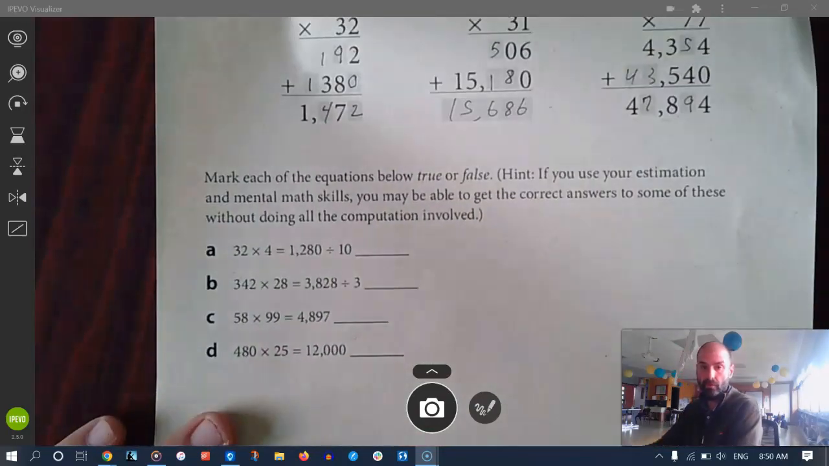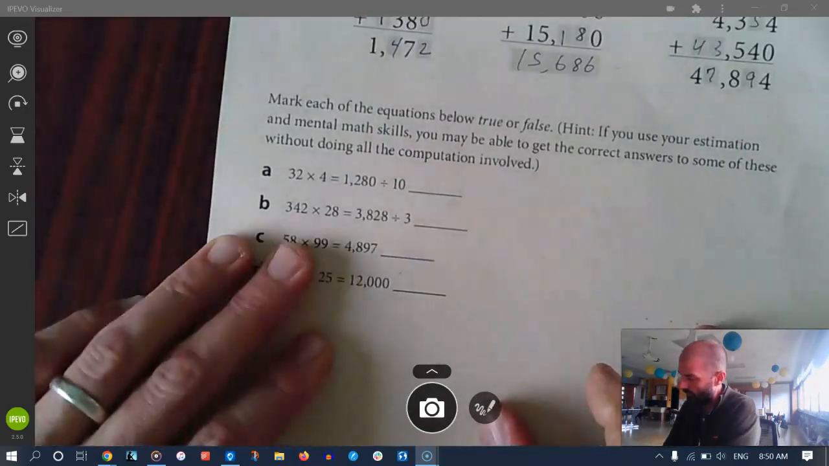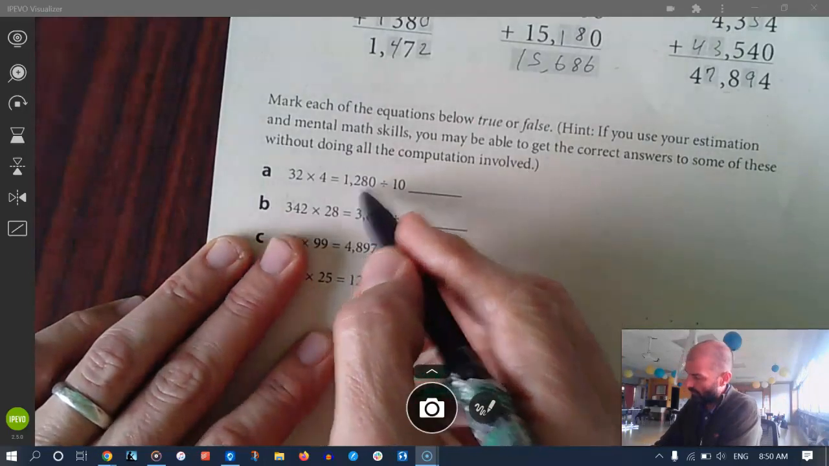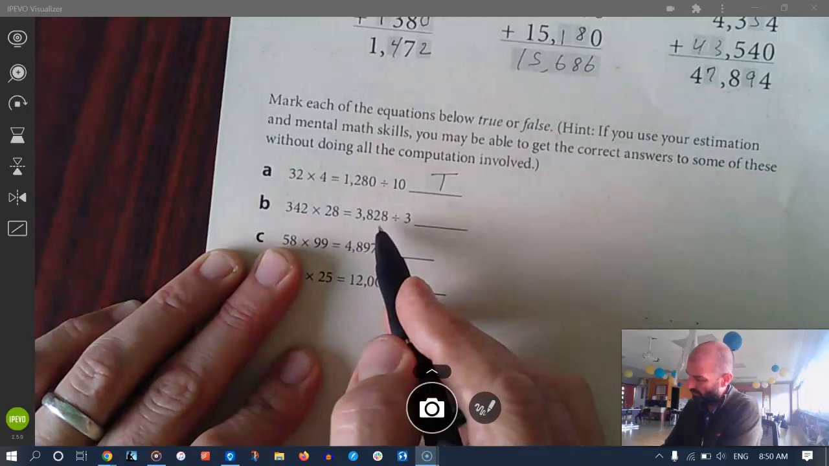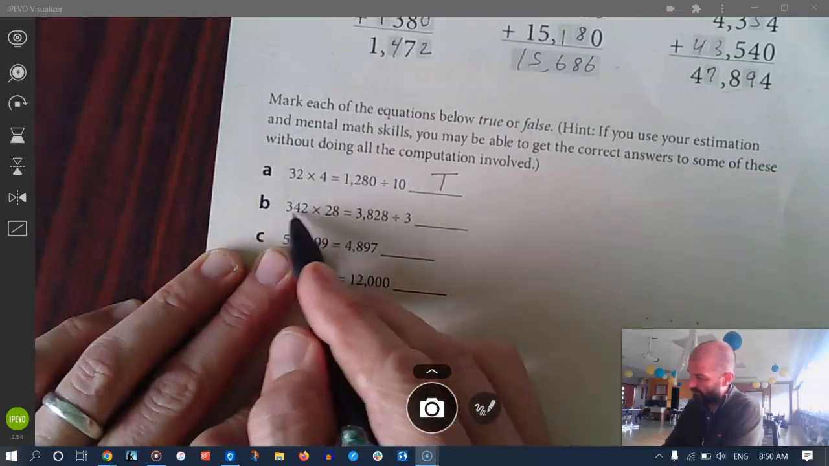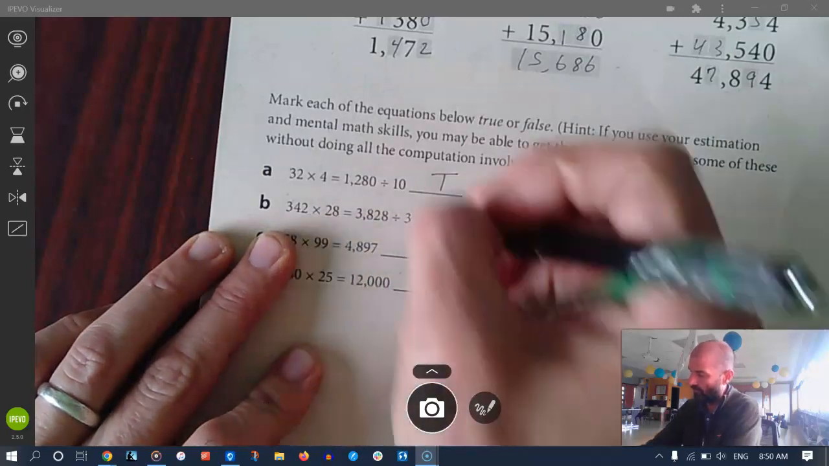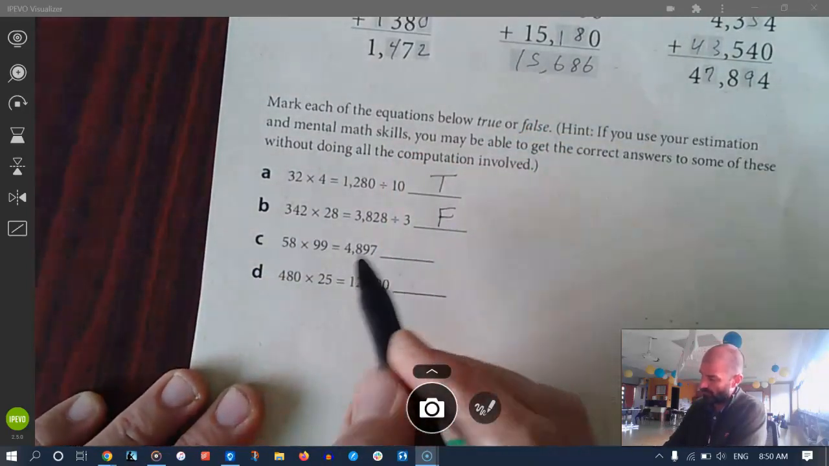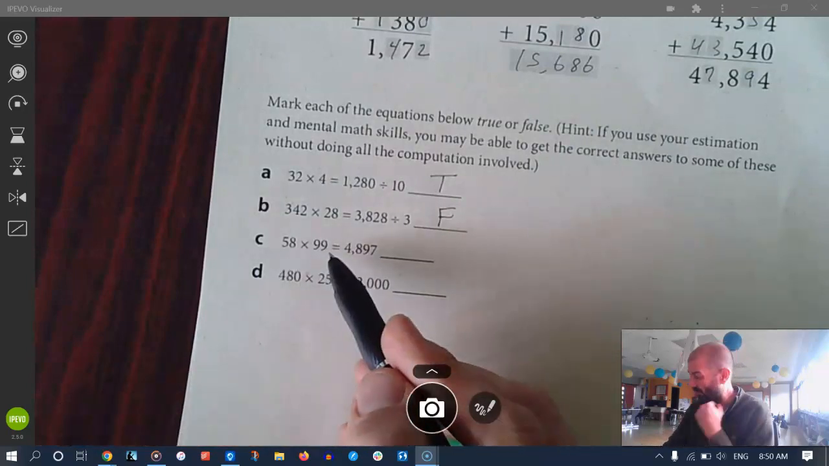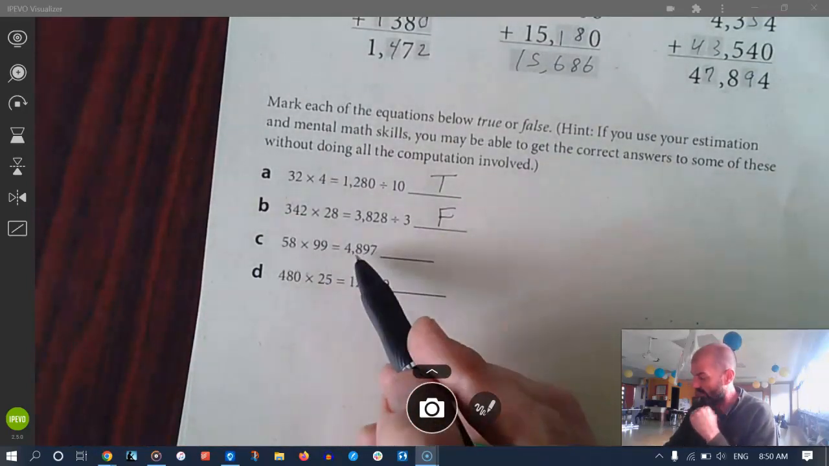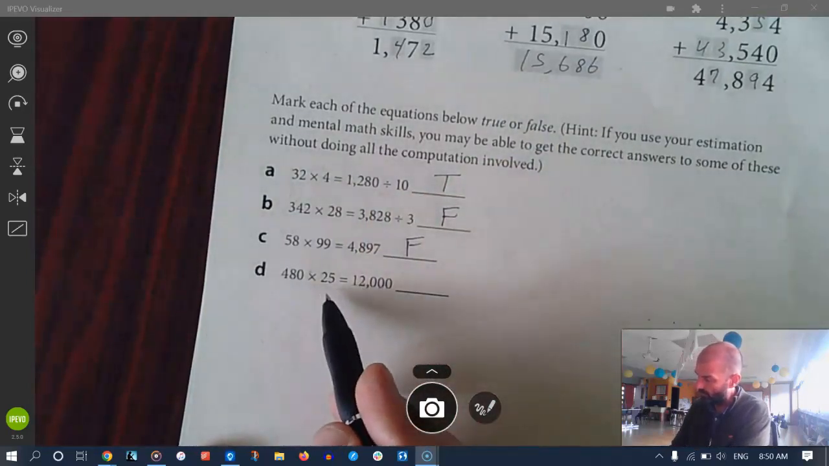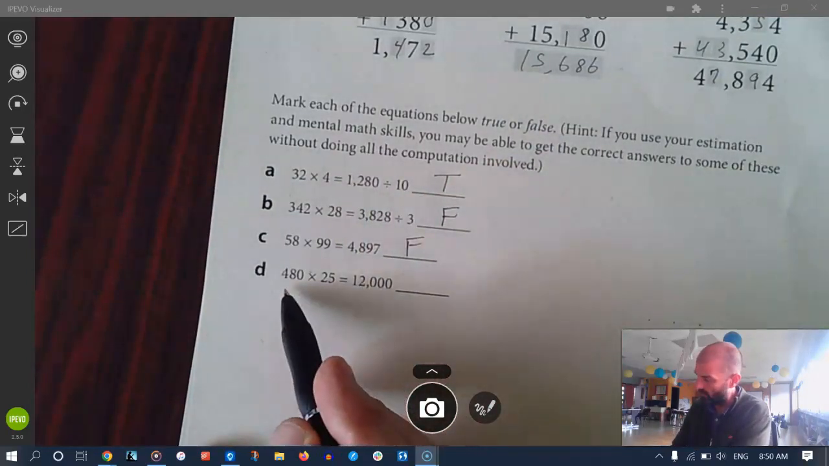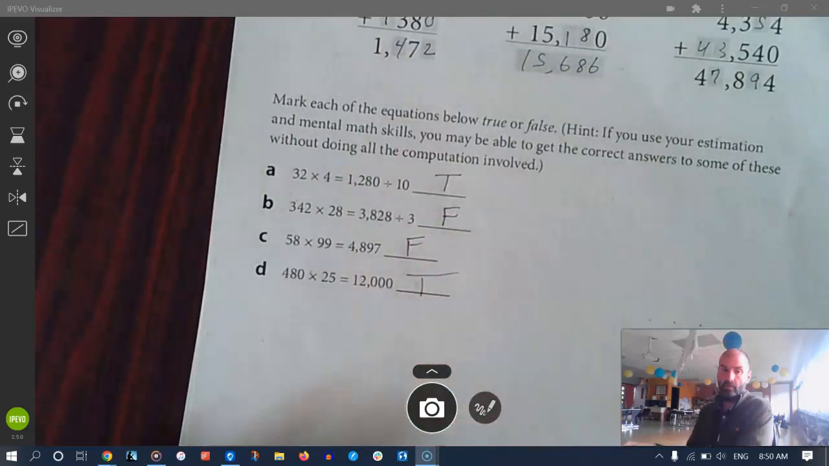Mark each equation below true or false. So we should just be able to estimate. This is 128. That looks true. 342 times 3 would be around 1,000. So this is false. 58 times 99 times 100 would be 5,800. That's way over. False. 4,880 times 25 is 12 thousand, a quarter of 100. Yeah, that looks good. All right. Bye.